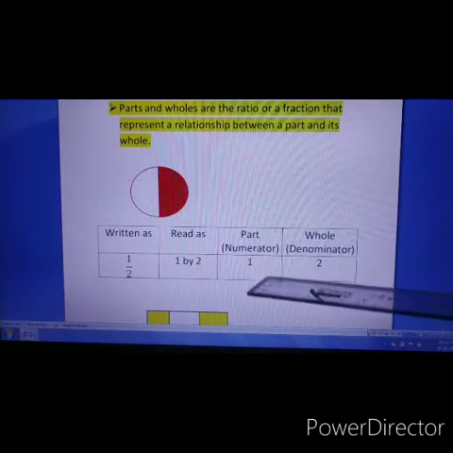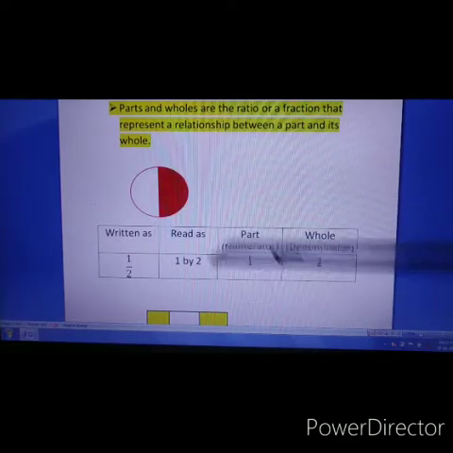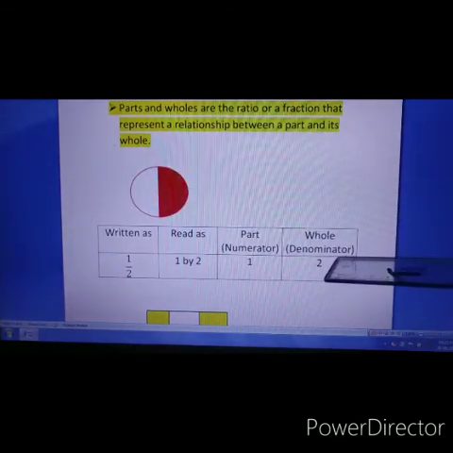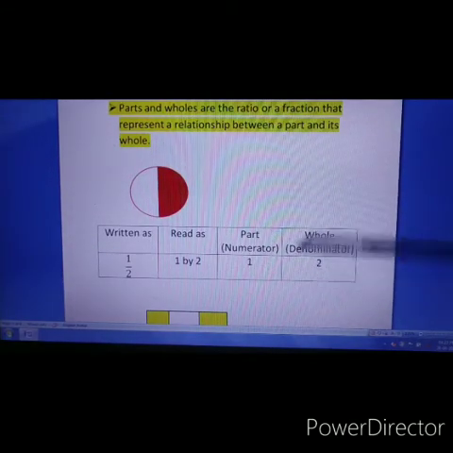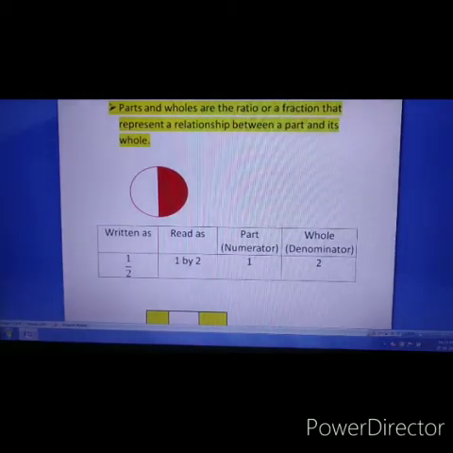Here the numerator is 1, that means the selected part, the colored part, and the whole part is the denominator, that is 2. To know more about this, I will explain some more figures.